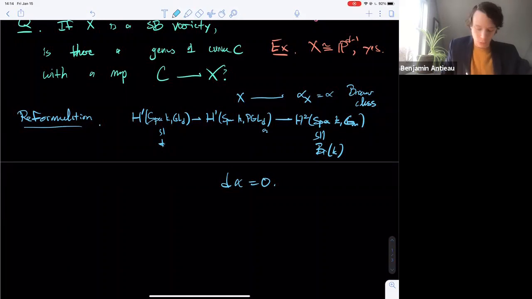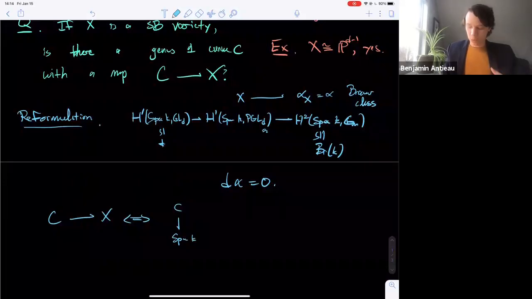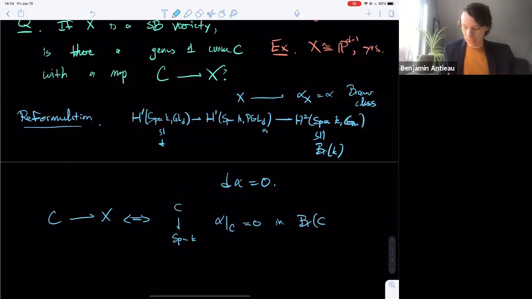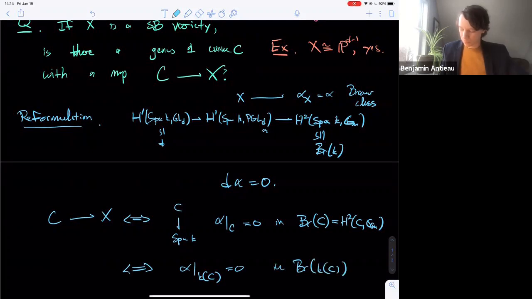This question is equivalent to the following: C maps to X if and only if, well, I have a structure map C down to Spec K, and so I can pull back this class alpha. So alpha restricted to C is zero in the Brauer group of C, which is H^2(C, G_m). Or this turns out to also be equivalent to alpha restricted to the field of rational functions on C being zero. So another way to ask the question: if I look at the Brauer class associated to the Severi-Brauer variety, is there a genus one curve that splits that Brauer class, where I pull back and I get zero?